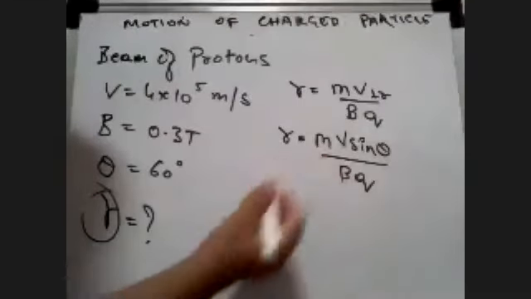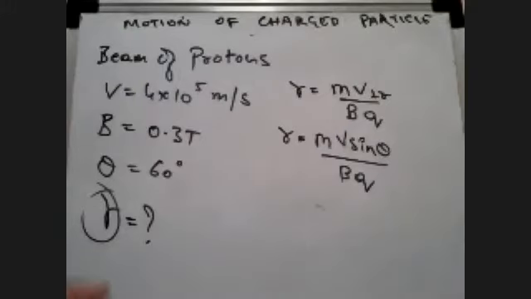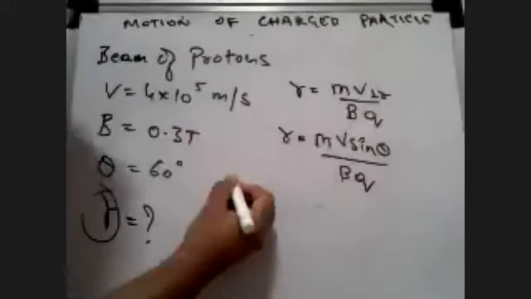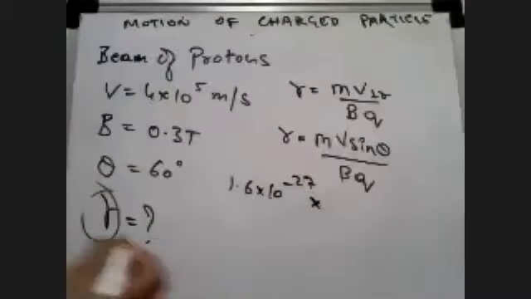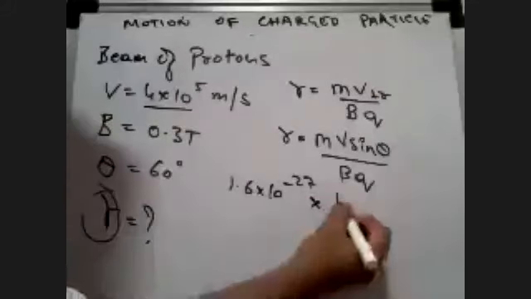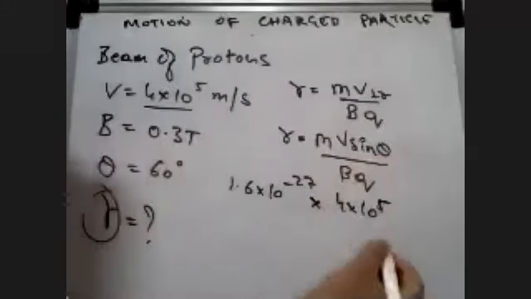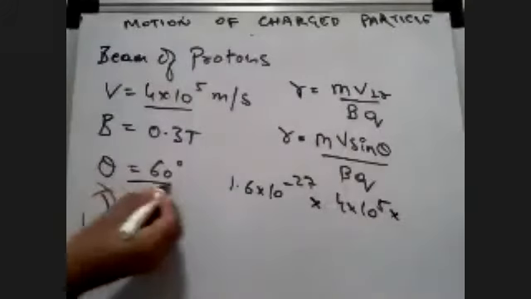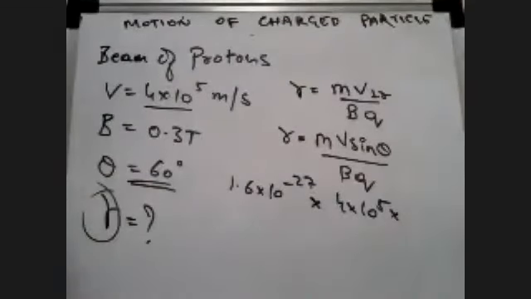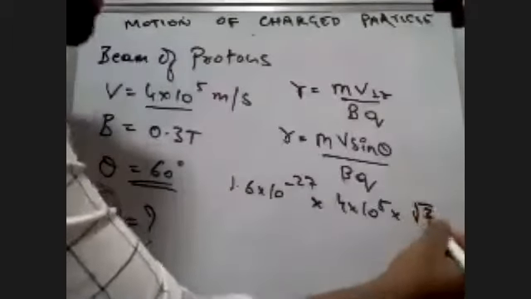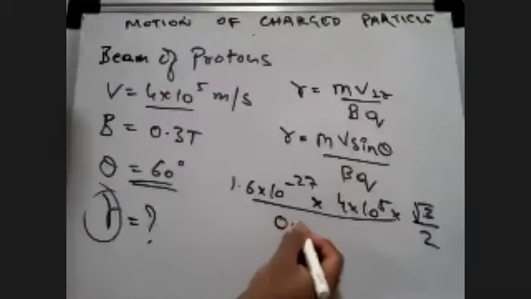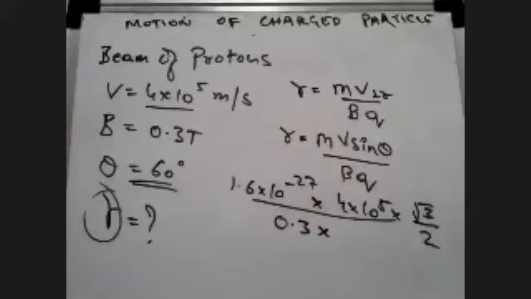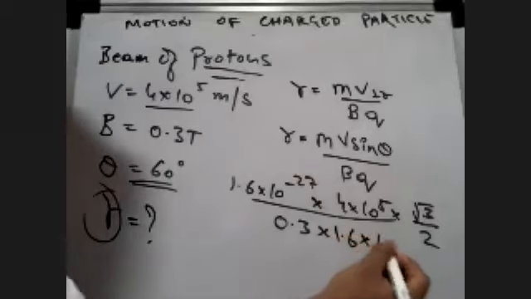Okay, so now apply the formula. What is the mass of the proton? Have I given it? I have not given it. You should know it. So mass is 1.6 into 10 raised to minus 27, into velocity 4 into 10 raised to 5 meters per second, into sine theta. Sine theta is what? 60 degrees. Sine 60 is root 3 by 2. So root 3 by 2 upon, what is B given? Magnetic field is 0.3 Tesla, into, what is given? Q is given. Charge of a proton, students, will be 1.6 into 10 raised to minus 19.